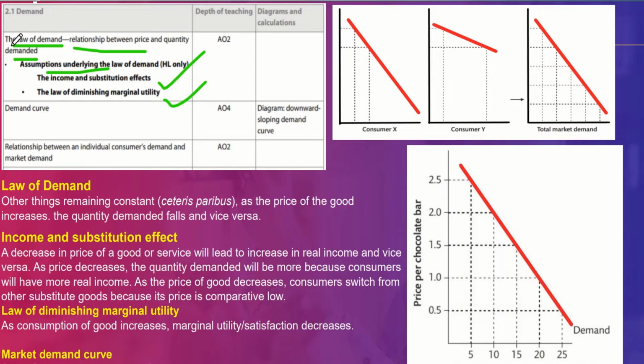Like in other subjects, like in natural science, there is a law, and in economics also there is a law, but it is slightly different, right? So what does the law of demand say? Other things remaining constant, as the price of the good increases, the quantity demanded falls. When the price of the product increases, the quantity demanded falls, and when the price decreases, quantity demanded will rise. This is what the law of demand says. But a very important assumption here is that other things are constant. See, look at one example.